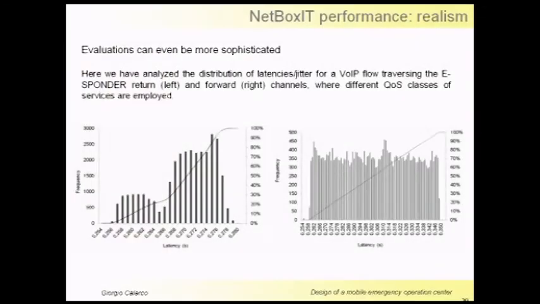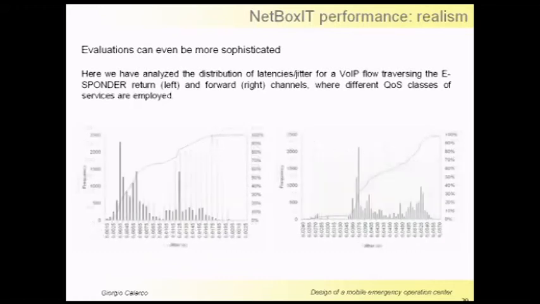For instance, here we have the return and forward channel of the emergency network where we apply different QoS schemes. This traffic is treated with the best effort scheme. As you can see, the latency is uniformly distributed. Whilst in the return channel we have the QoS schemes that I showed you before, and you can clearly see the difference in how the traffic is managed. And of course, the same can be seen for the jitter.